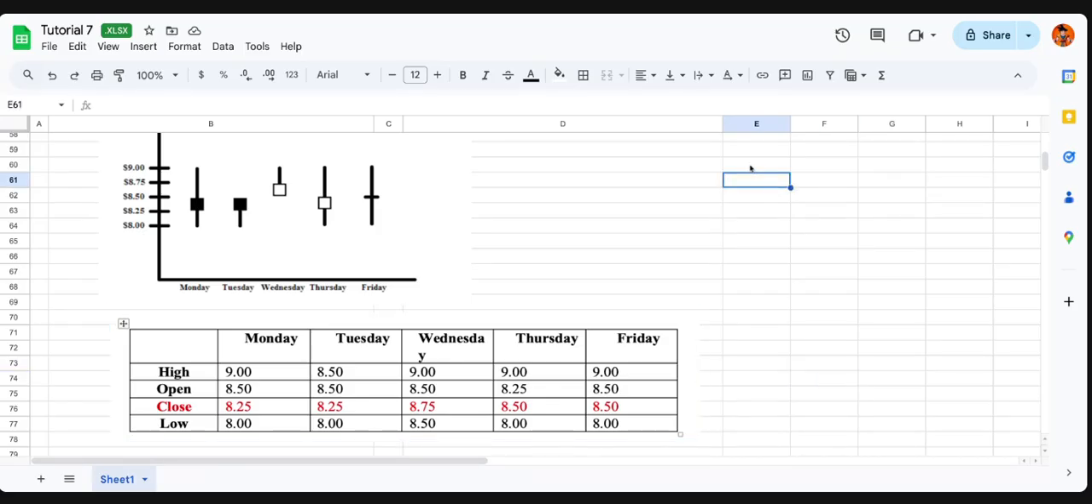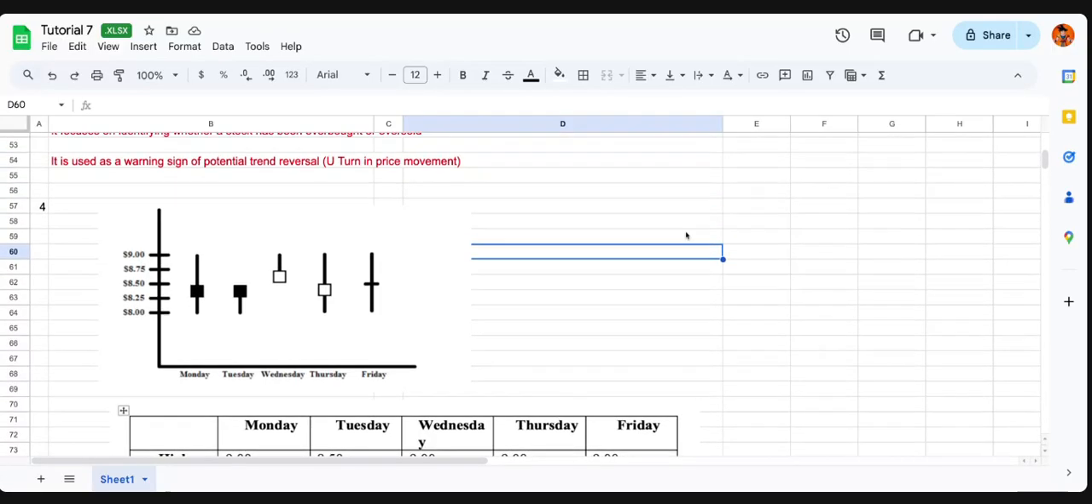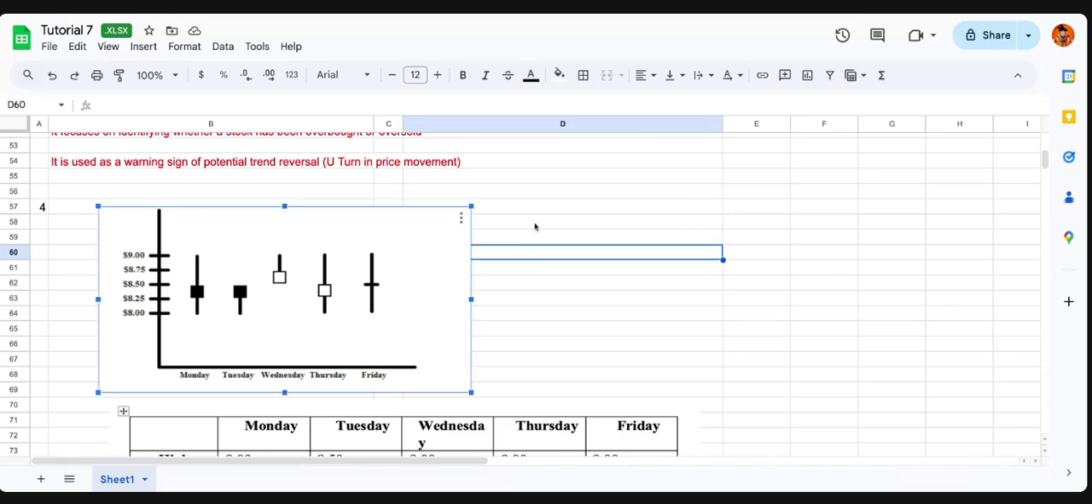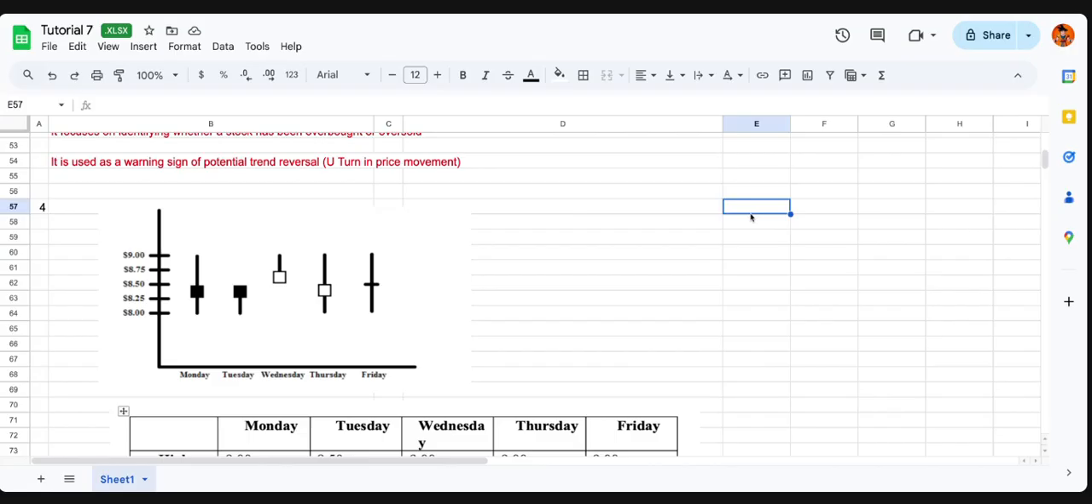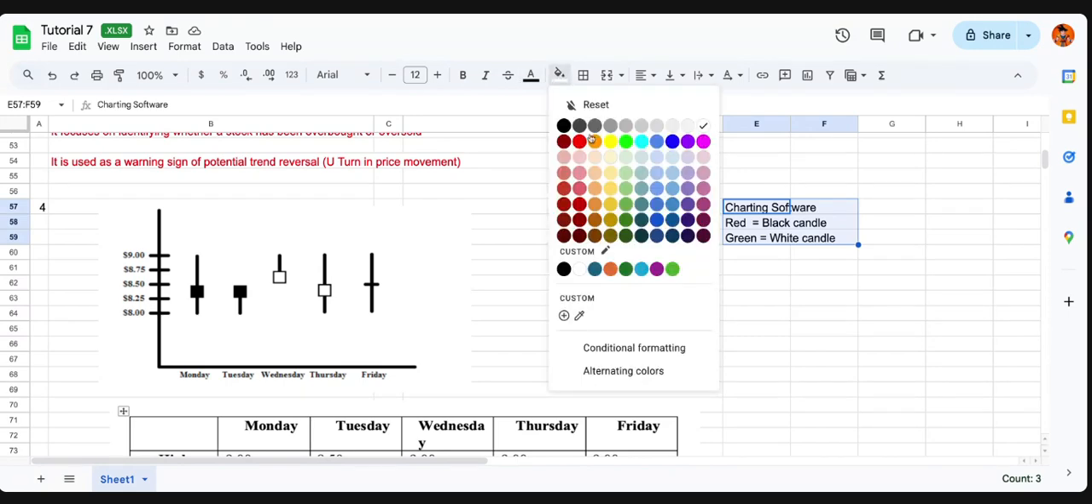In the charting software, red is equal to the black candle, and green is equal to the so-called white candle. So you just pay attention, take notes on that.